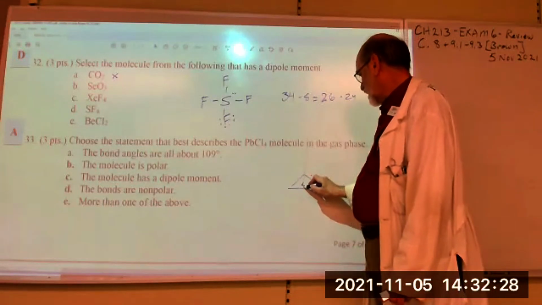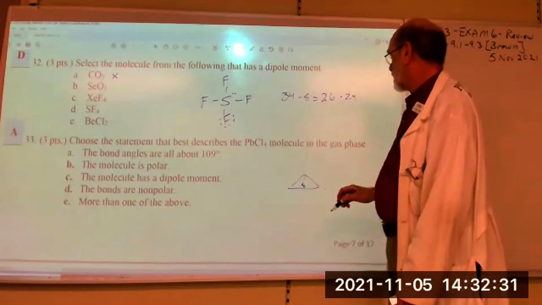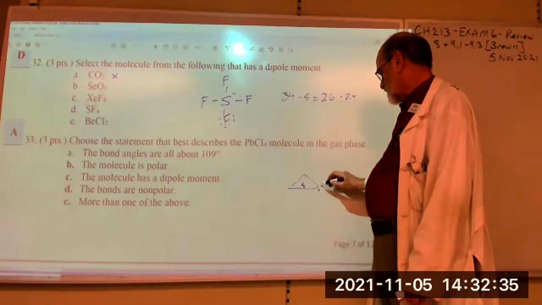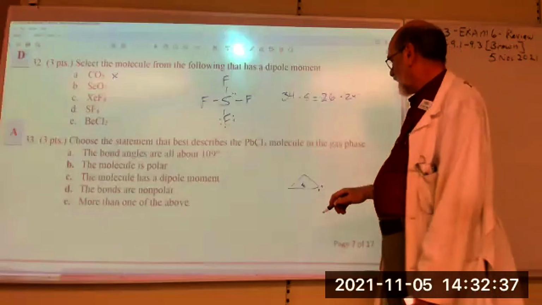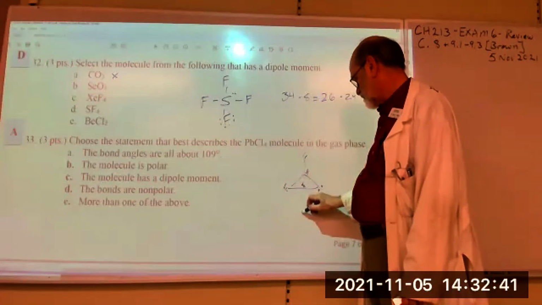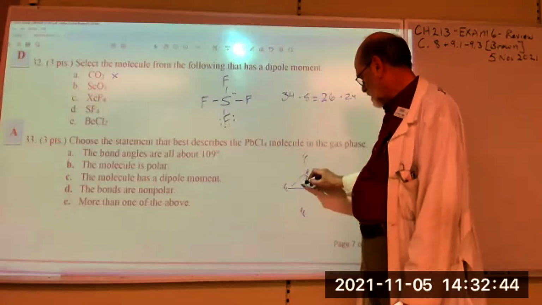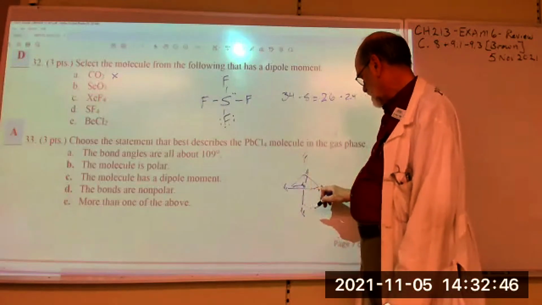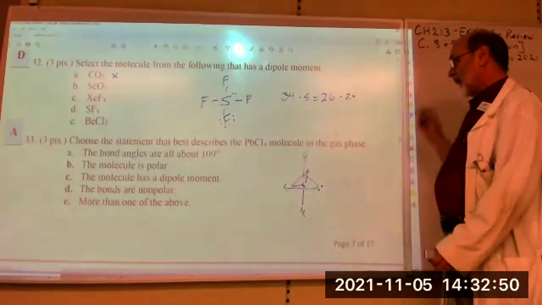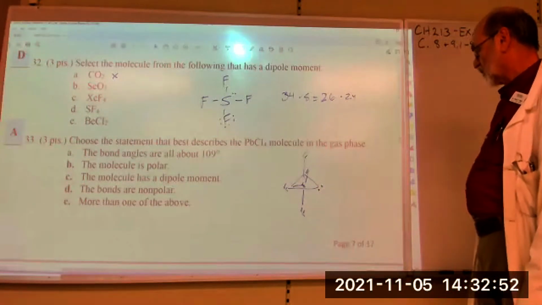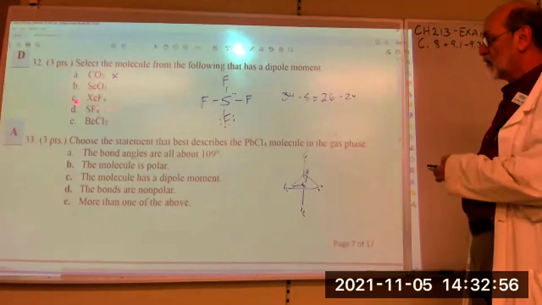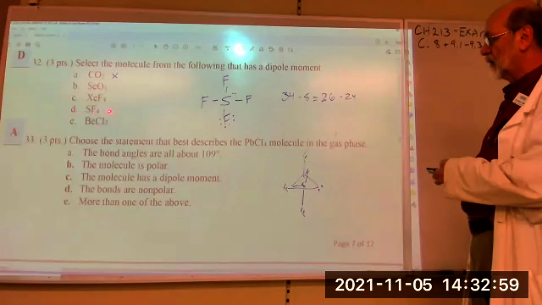With sulfur in the middle, and then we have 1 lone pair. It usually goes on the triangle, and the rest of them are fluorines. So what's that? Seesaw. That's a seesaw. That would be polar because fluorine is very electronegative and it's not symmetrical. So we found our answer right there.